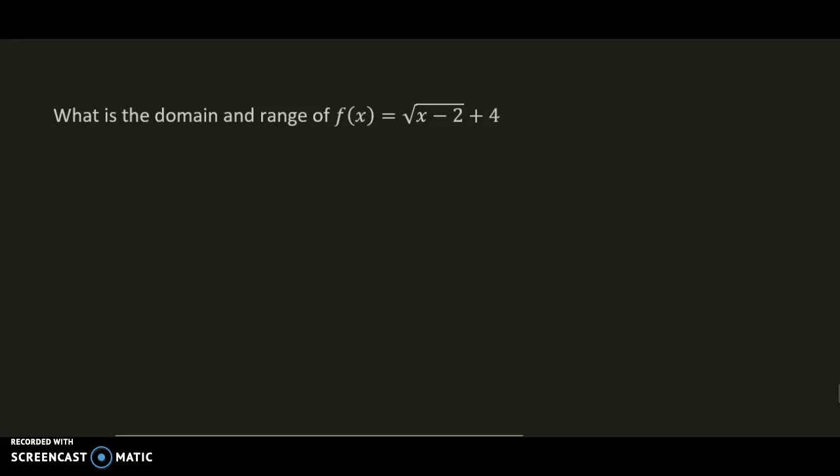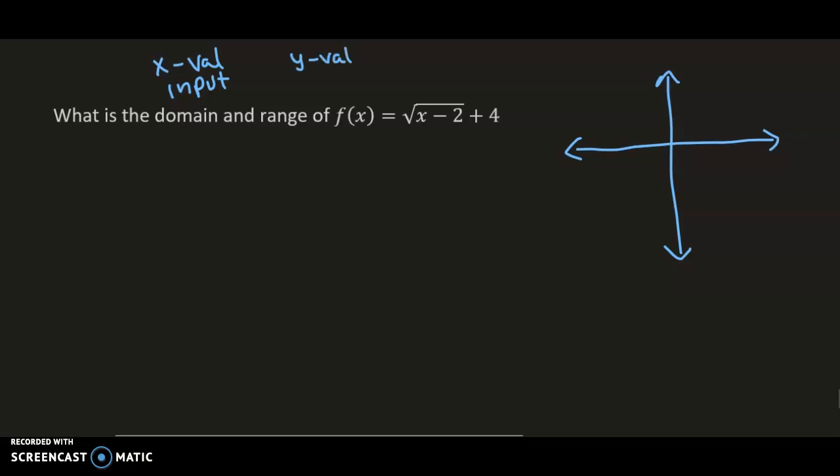So it says, what's the domain and range of f of x equals square root of x minus 2 plus 4. So domain is left and right. That's your input. That's the x value. The range is the up or down. That's the y value. That's the output.